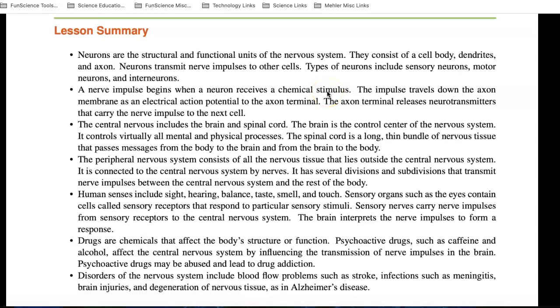The nervous system is an amazing system. Your brain, you have to take care of it. Always wear a helmet. See you at 17.2.